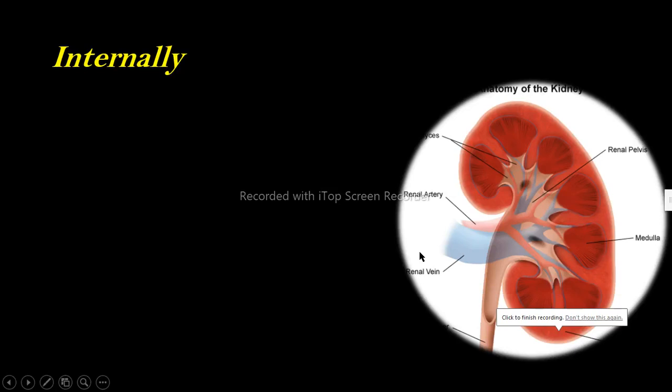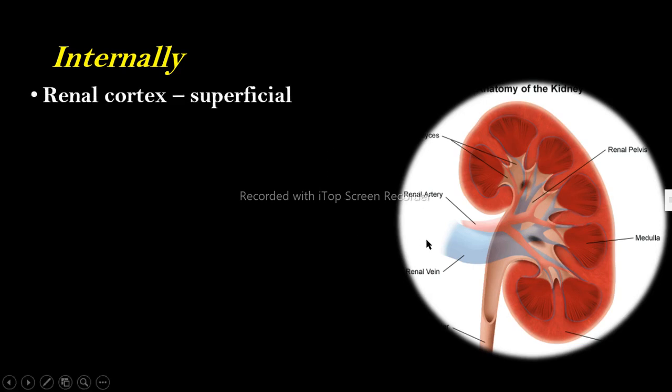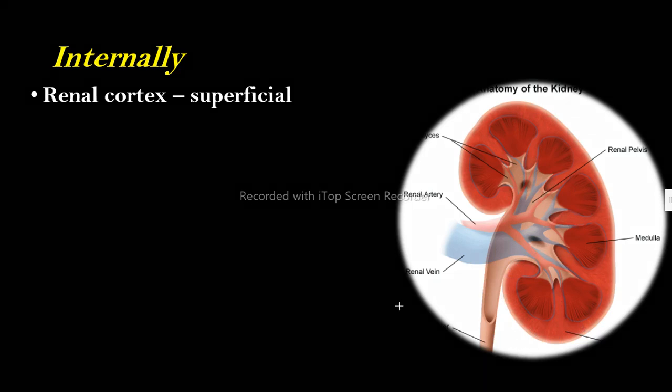So we have seen the external structure, the external anatomy and arrangement of the renal system. Now let's dig deep, let's dissect deep, and see how these kidneys are organized or arranged. Internally, the kidney, which is bean shaped, is divided into three main layers.